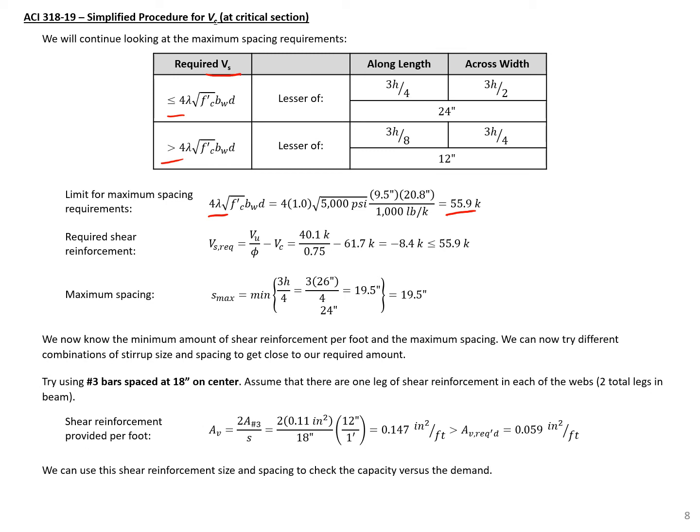and then we need to calculate the required Vs. And to do this, we'll take our Vu divided by phi, so 40.1 kips divided by our phi, 0.75, minus Vc, which is 61.7 at the critical section where we're checking. We can see we have a negative value here. So this is obviously less than that 55.9. So we can use these values for our maximum spacing.